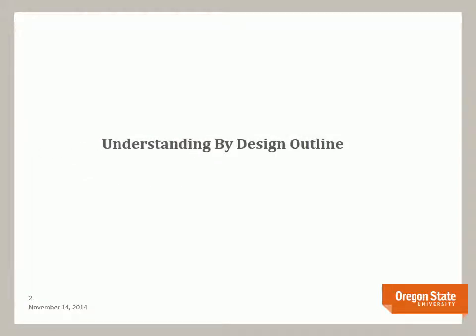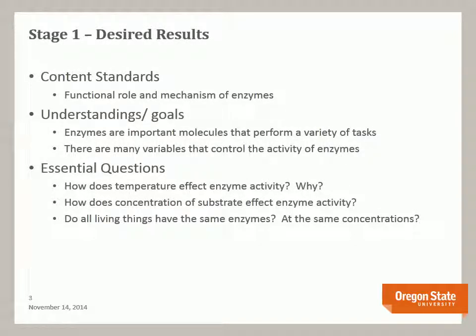Now I want to start by talking about the Understanding by Design outline that we discussed in class. The first stage of the outline includes desired results. So the first being content standards, I said was the functional role and mechanism of enzymes. This is the main goal that would be in a standard curriculum. Understandings and goals: enzymes are important molecules that perform a variety of tasks, and there are many variables that control the activity of enzymes.